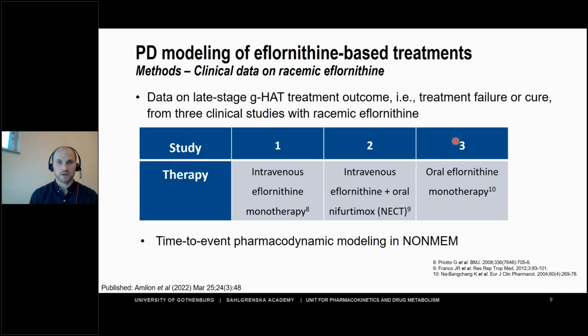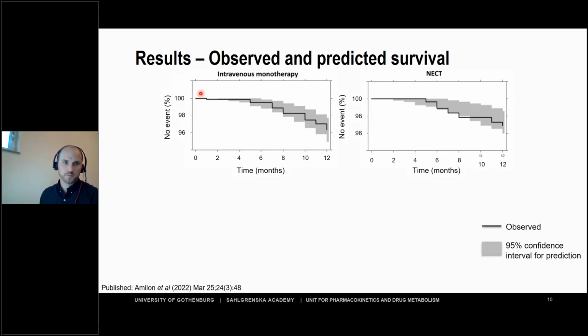And from these studies, we then have data on whether the treatment was successful or not. And then we use the time-to-event PD model to analyze these data. If we look at studies 1 and 2 here, with intravenous eflornithine with and without nifurtimox, we look at these curves where we have no event on the y-axis and the time of follow-up. These patients were followed for a year to see whether they had an event or not. If the treatment was successful, the patient was determined to have no event. You can see that for intravenous monotherapy, we have about 97% on the observed data here, and then the model prediction here in gray, describing that data. And for the nifurtimox-eflornithine combination treatment, we have similar values, where 97% of the population in this study did not have an event, and the treatment was therefore deemed successful.